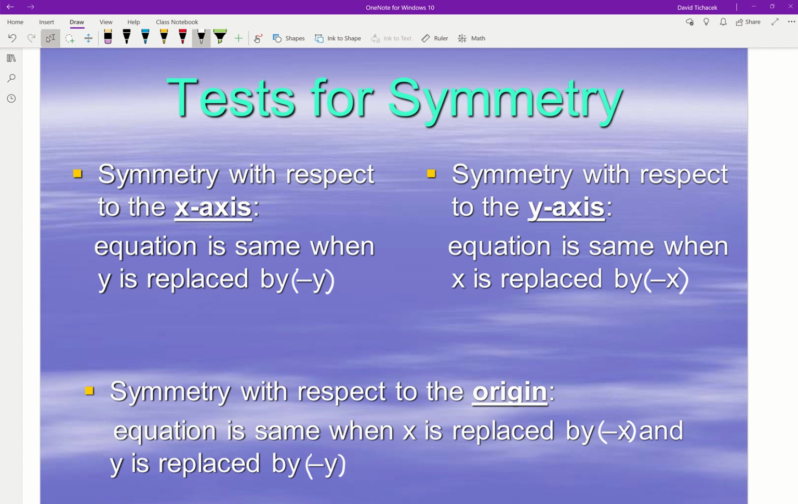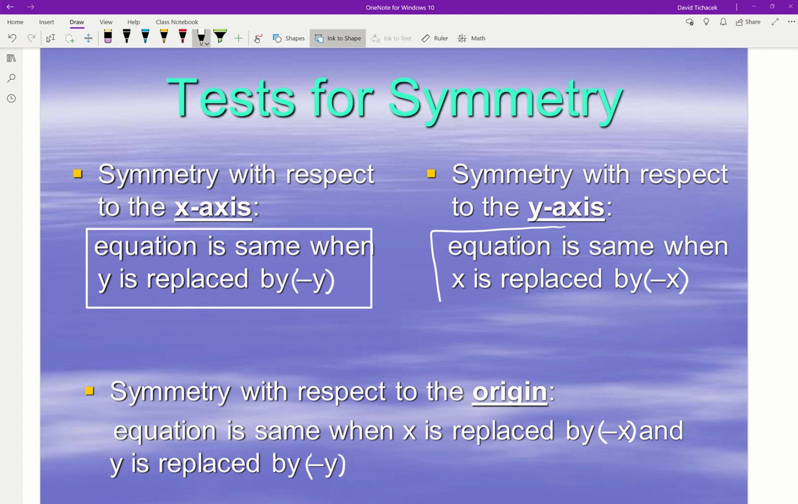There are some algebraic ways to test to see if graphs are going to end up being symmetric, and here are the tests right here. So if you want to test to see if your graph has a mirror line on the x-axis, then here's what you will do algebraically with your equation. Everywhere that you see a y, you will take it out and replace it with negative y in parentheses. Okay, what you're looking for is to see if anything changes, right? If you end up with the exact same equation after doing that, then that means you're going to have x-axis symmetry.